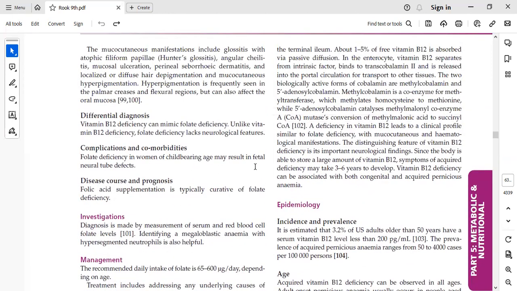Now, what happens is when we ingest B12 through the diet, when it enters the stomach, because of lower pH of the stomach, the B12 separates from the food and it binds to the intrinsic factor in the duodenum, and from there it is taken up by the enterocytes and binds to the transcobalamin 2, which is then released into the portal circulation.